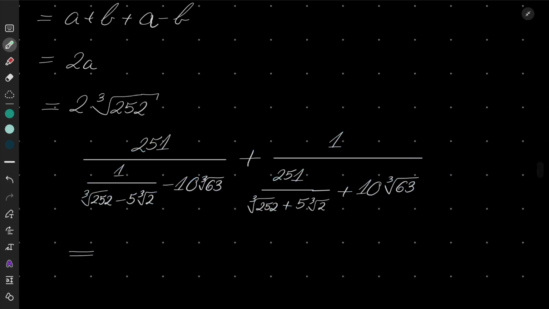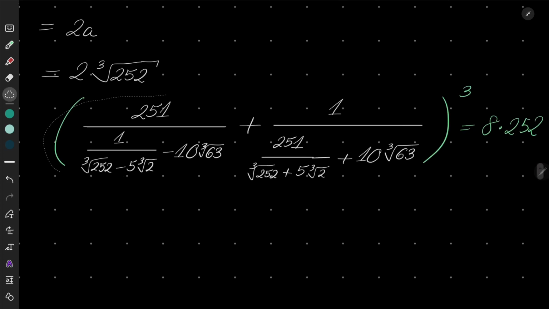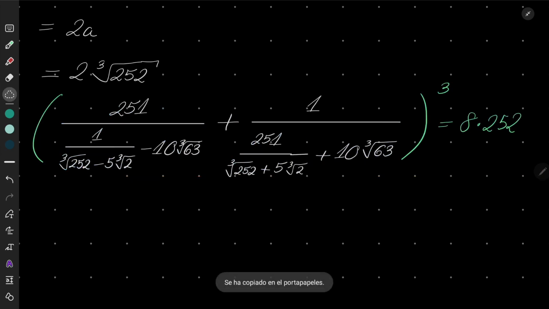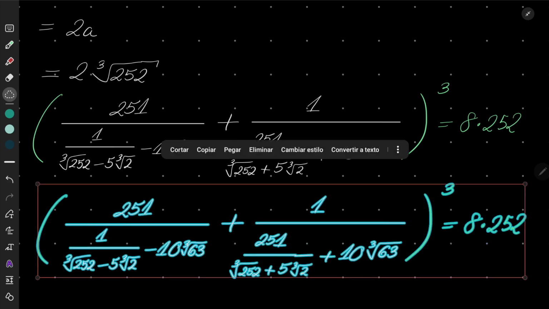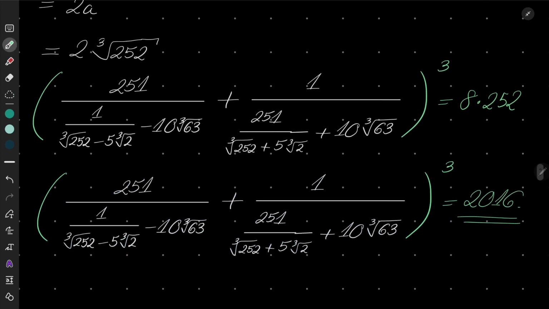And after raising it to the third power, I will just get 8 times 252, and that just happens to be 2016, which is clearly an integer. So that concludes our proof, that concludes our video.